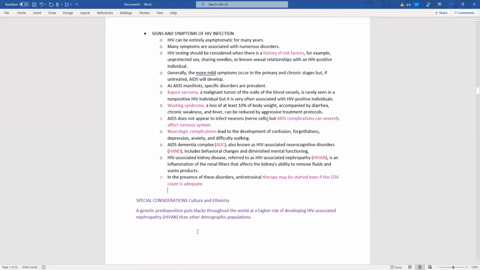Special consideration, this is for culture and ethnicity. A genetic predisposition puts Blacks throughout the world at higher risk of developing HIV-associated nephropathy, HIVAN, than any other demographic population.